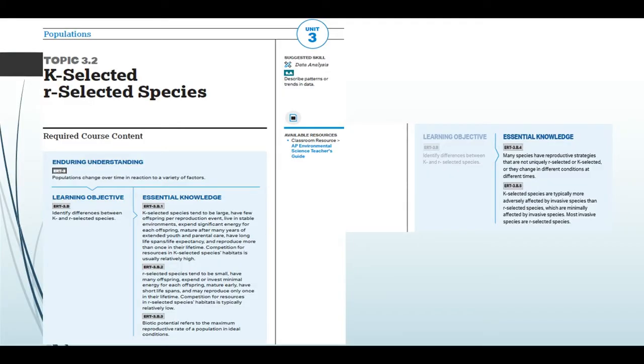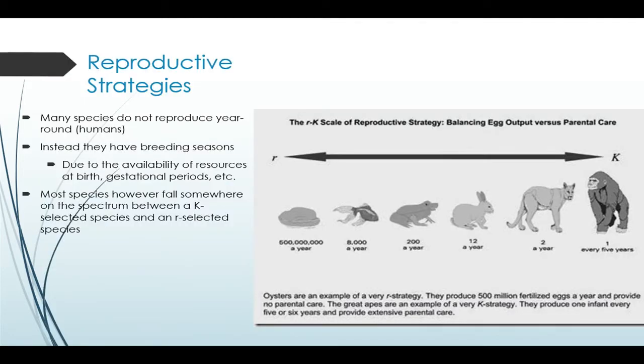The College Board wants you to be able to identify differences between K-selected and R-selected species, and it goes into all the essential knowledge associated with it. I think we're going to do a pretty good job of summarizing that over the next couple minutes as I go through it. So, what is K-selected and what is R-selected? Well, they are reproductive strategies. This is the way in which an organism reproduces, and it's really linked to population growth and population rebounding, and that links into a lot of other ecological concepts.